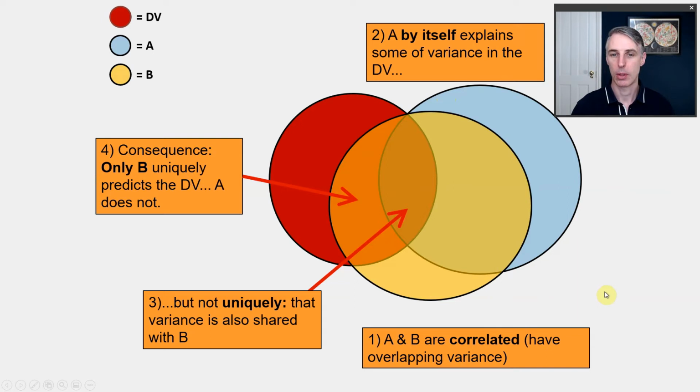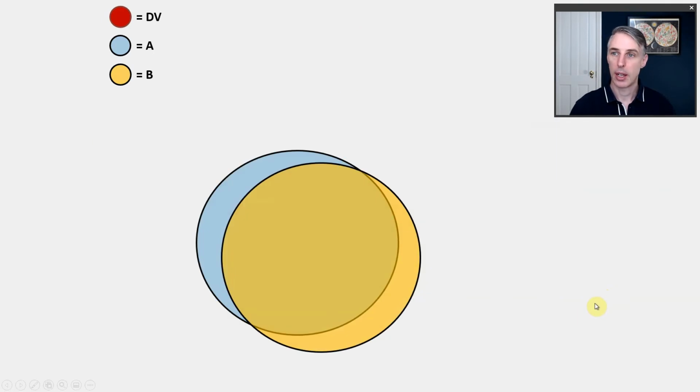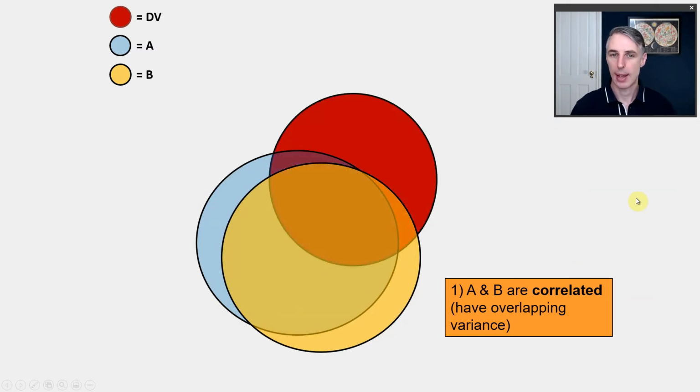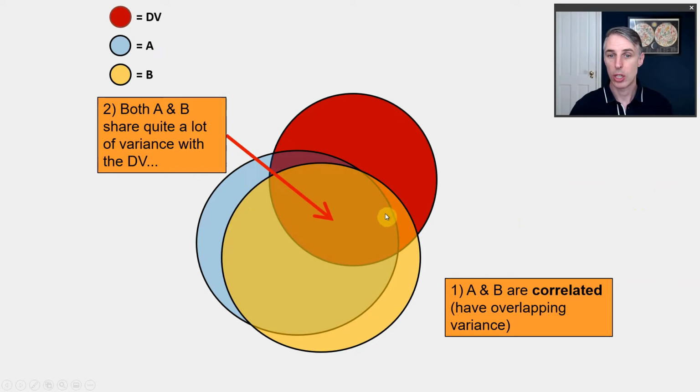So in this case, we might have a final model in which B significantly predicts the DV, but A does not. Let's take a final example where variables A and B, our two predictors, are quite substantially correlated with one another. They're highly overlapping. In such a case, let's say we enter each of them individually into separate simple linear regression analyses. Both of them, each individually, share quite a bit of overlapping variance with the DV. So this is variable A's overlap and this is variable B's overlap.